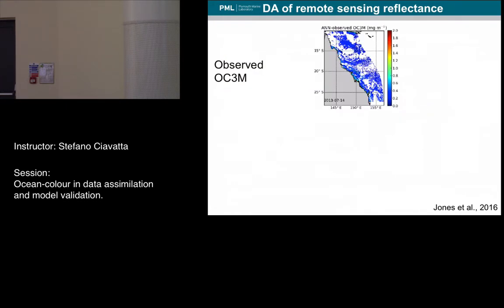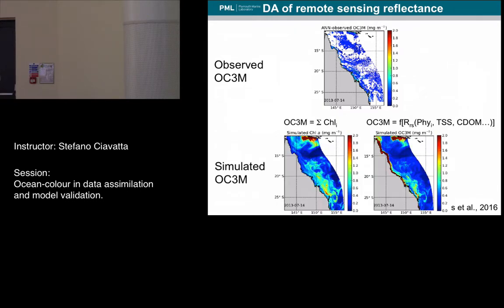Why did they do this? Because looking at an image of OC3M from satellite and comparing it to model output, where OC3M was just the sum of the chlorophyll of the phytoplankton groups or a function of a lot of optically active compounds, they say these two look much more similar than these two. I'm not totally convinced because it's hard to see a similarity between the two. Probably they didn't pick the best image to make this argument. But in any case, they are assimilating OC3M as a function of all these things from the model.